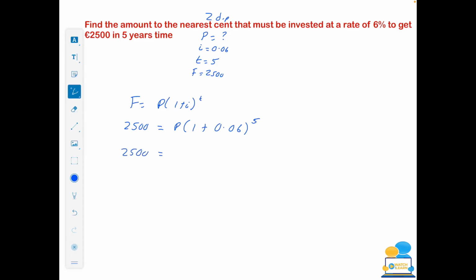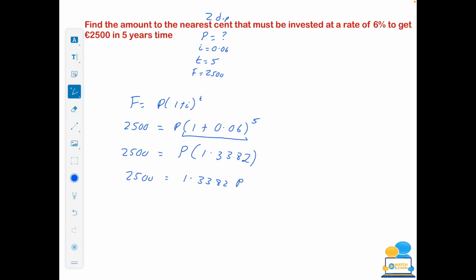Now I'm going to put what I can into my calculator. So I'm going to put all of that bracket there into my calculator. Okay, so I'm going to have 1.06 all to the power 5. That gives me a big long decimal. We'll go to 4 decimal places here. Okay, now I'm going to rewrite this just to put the number in front of the letter like we're used to.